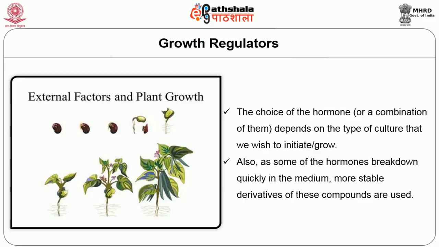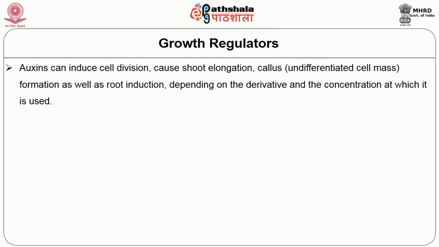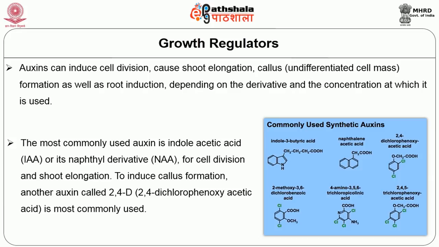compounds are also used. Auxins can induce cell division, cause shoot elongation, callus or undifferentiated cell mass formation, as well as root induction, depending on the derivative and the concentration at which it is used. The most commonly used auxin is indole acetic acid, IAA, or its naphthyl derivative, NAA, for cell division and shoot elongation. To induce callus formation, another auxin called 2,4-D, that is 2,4-dichlorophenoxyacetic acid, is most commonly used.